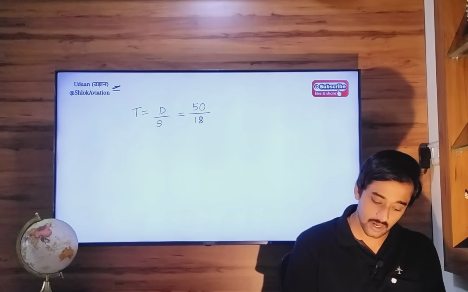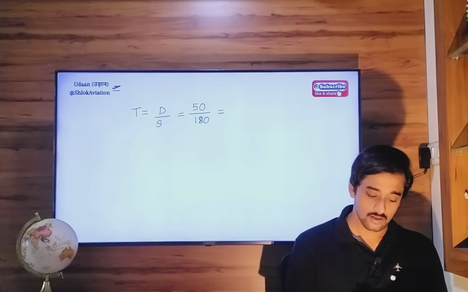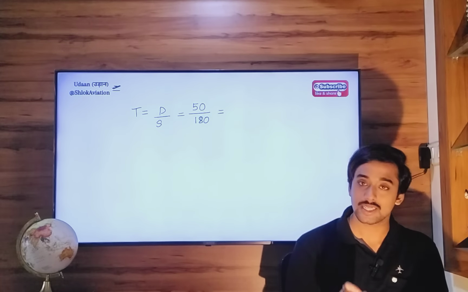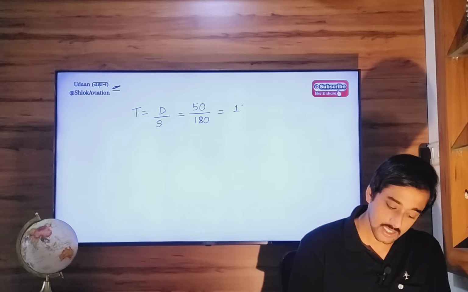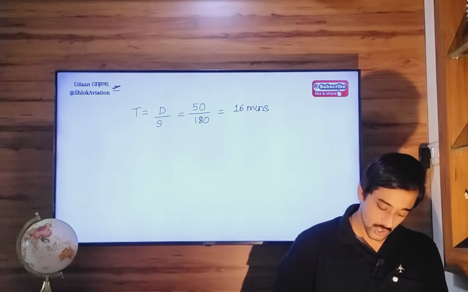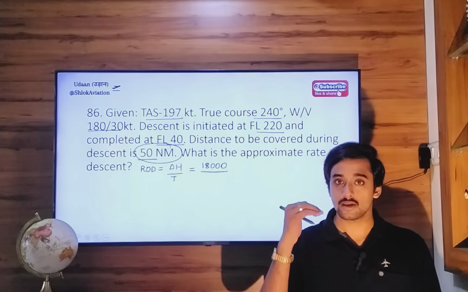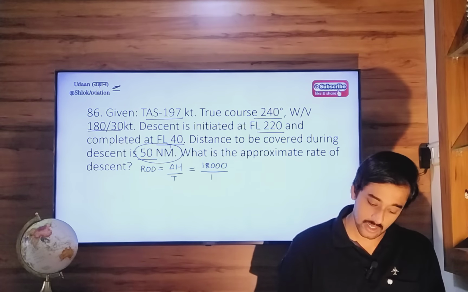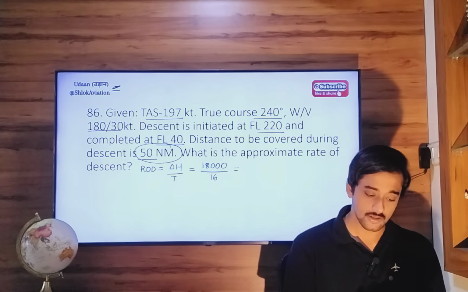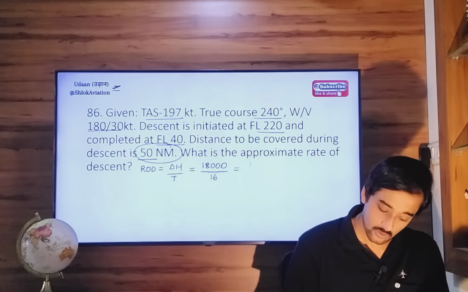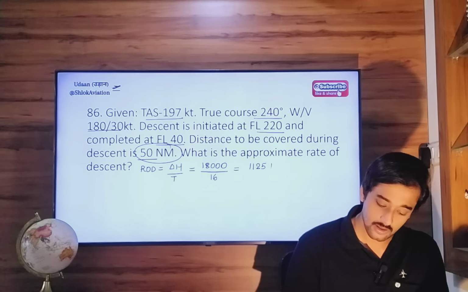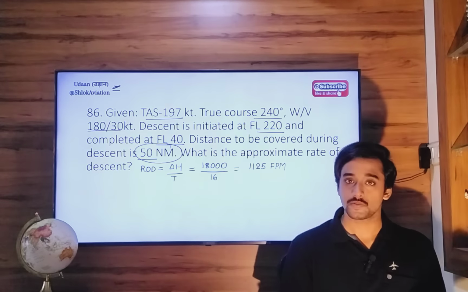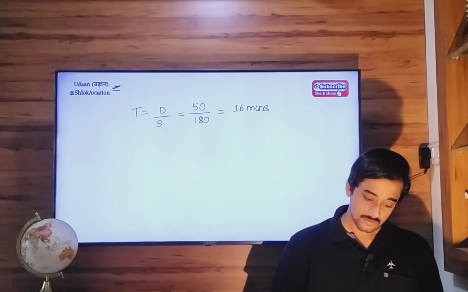So 50 divided by 180 is equal to 16 minutes. So rate of descent, which is equal to feet per minute. So that is 18,000 feet in 16 minutes. So 18,000 divided by 16 is 1125. 1125 feet per minute. Okay, next.